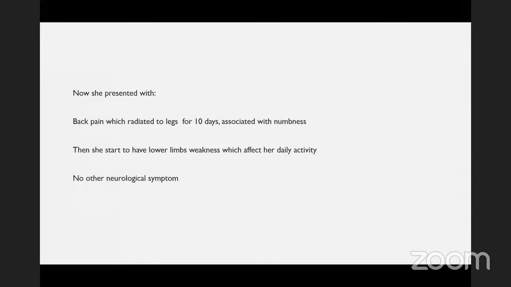2 weeks later, she presented to the ER with back pain, which radiated to the legs and was associated with numbness. She also started to have lower limb weakness, which was progressive and started to prevent her from daily activity. That's what brought her to the ER, with no other neurological symptom. The positive findings in her examination: she had bilateral ptosis, and her power in the lower limb was 2/5 and upper limb 4/5, with reduced reflexes.